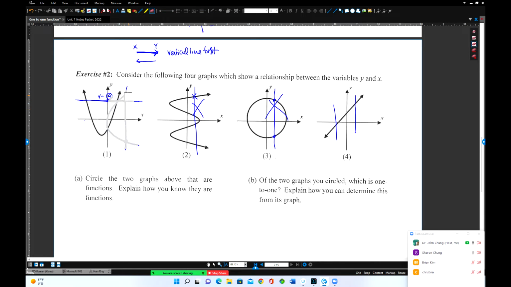So we applied two tests. Vertical line test, that is the forward. Horizontal line test is the inverse. But this is not one-to-one, right? Forward is okay, but backward is wrong.